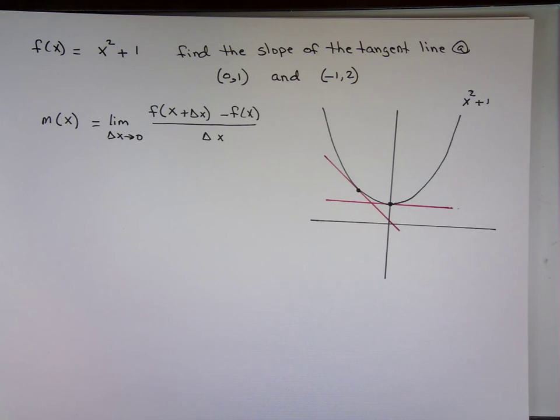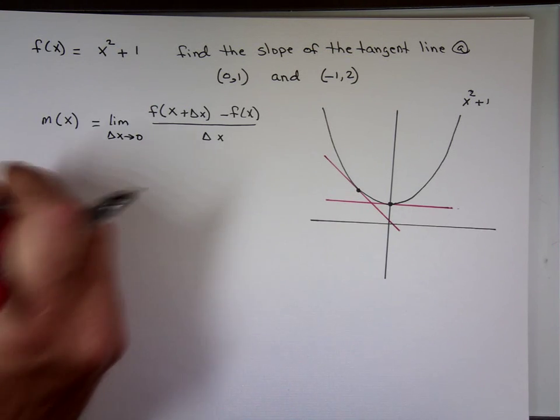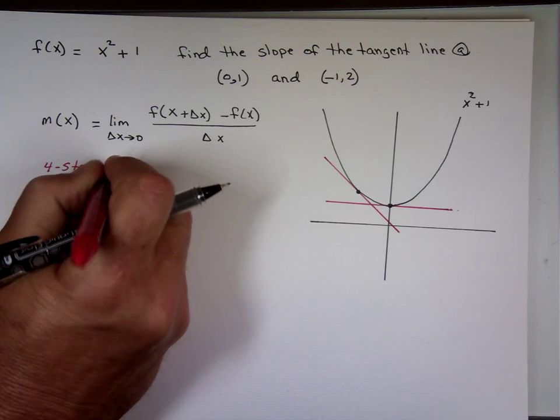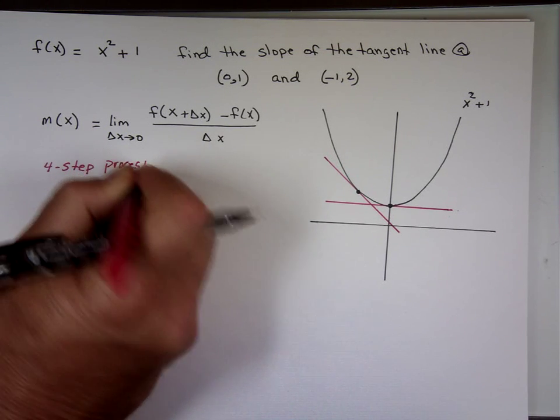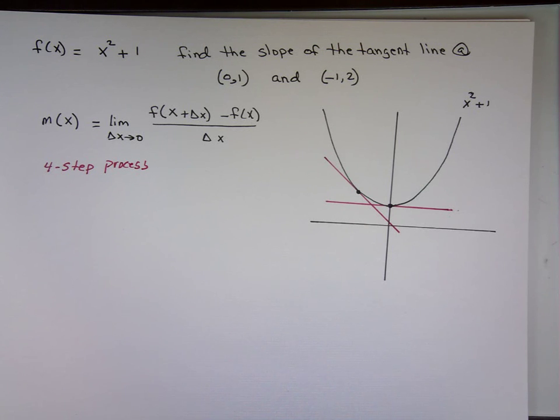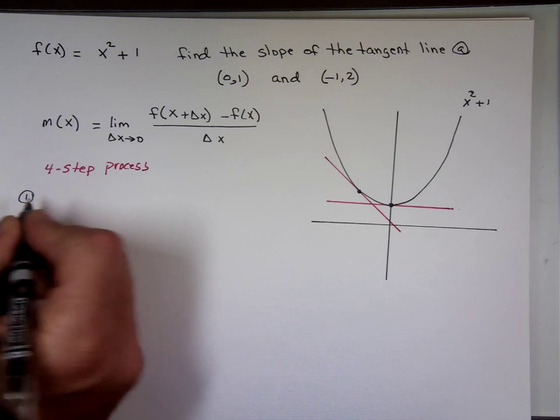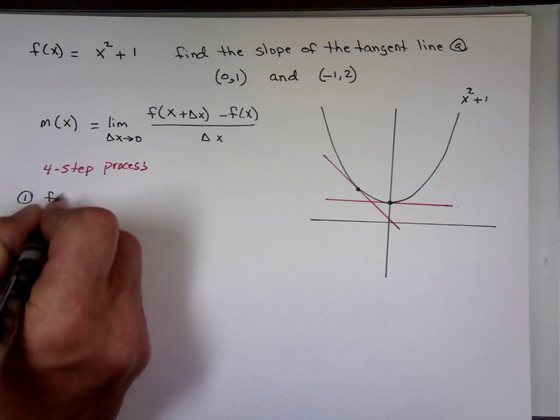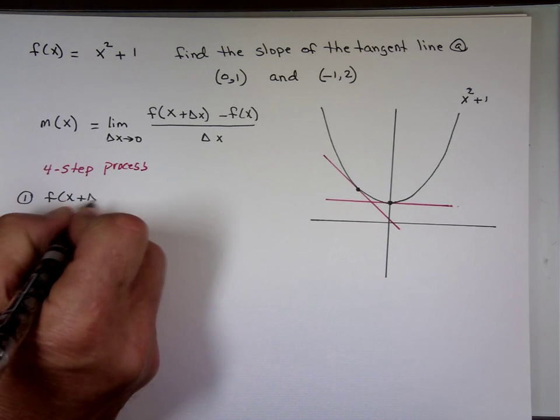Earlier I said I'm going to use 4 steps. I called this the 4-step process. Maybe I'll stick with it. Actually, that's a good name. So I'm going to use the 4-step process. Why do I call it the 4-step process? Because it's going to take me 4 steps to get the answer. In step number 1, I need to find f of x plus delta x. That's the first step.